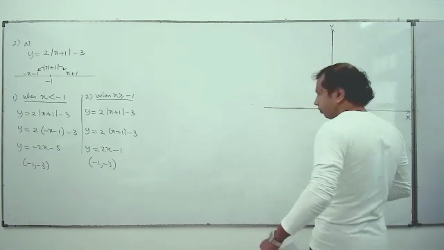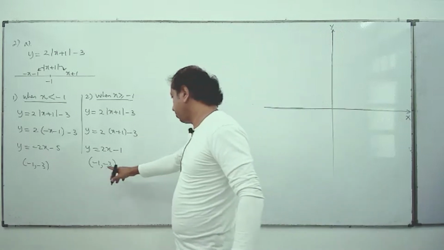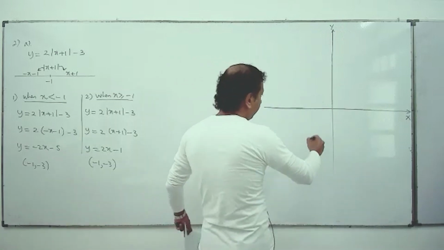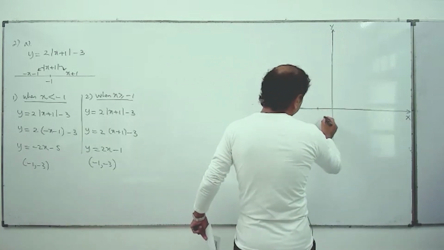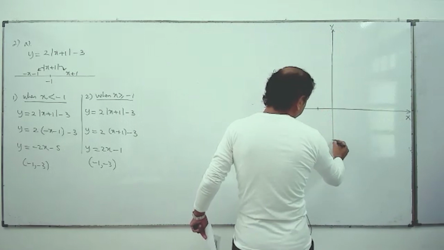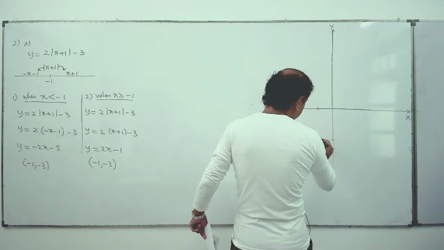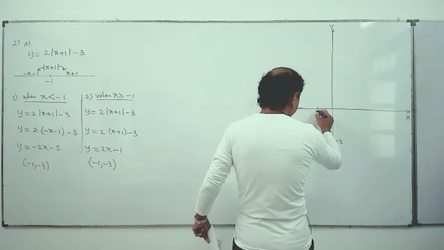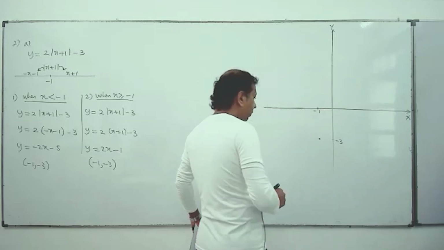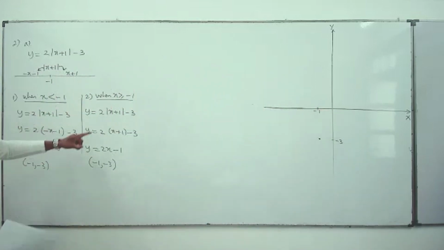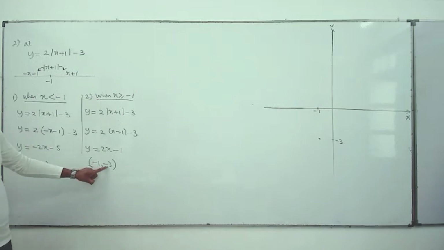Right. x equals minus 1, y equals minus 3. The point minus 1, minus 3 is here. This point, huh? Right. Then this graph passes through minus 1, minus 3.